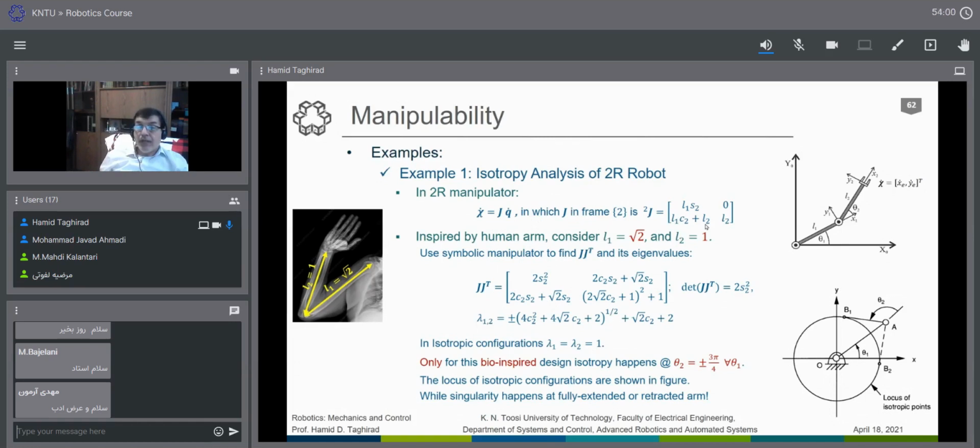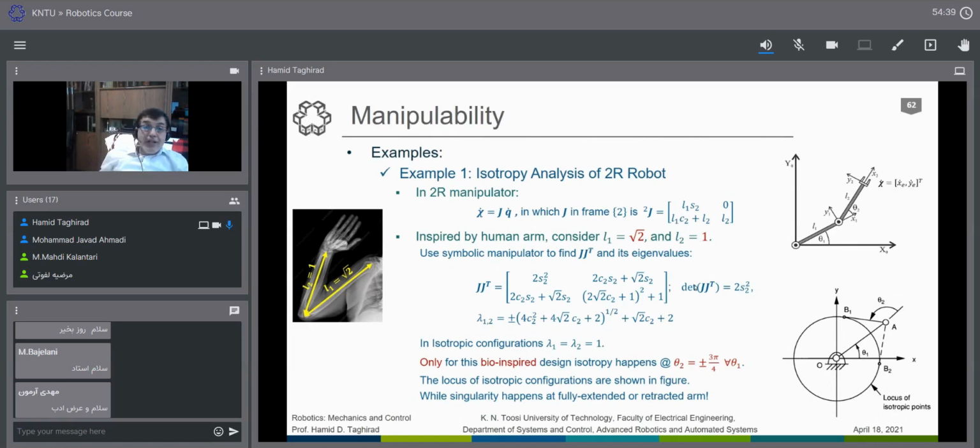We had already found the determinant there. For JJ transpose, the determinant will be equal to S2 squared. This is the case for L1 equal to square root of 2 and L2 equal to 1. If L2 and L1 are different, this would be somehow different. Of course, the determinant has L1, L2 in it, but again, they had S2 as well. But here we consider only L1 equal to square root of 2 and L2 equal to 1.